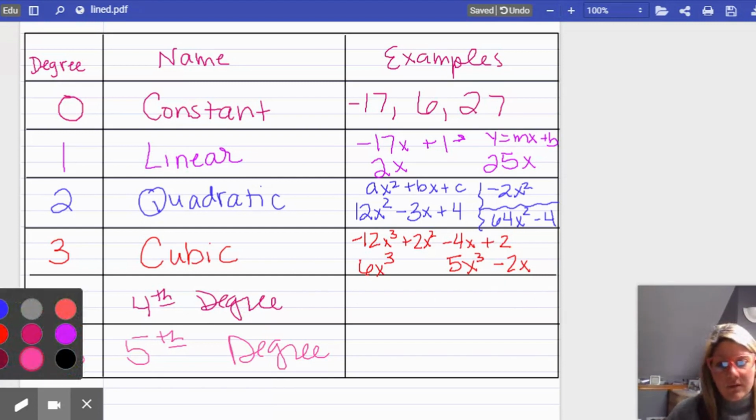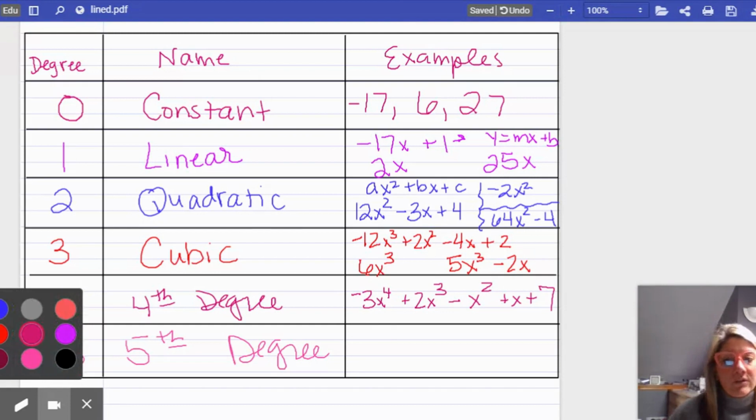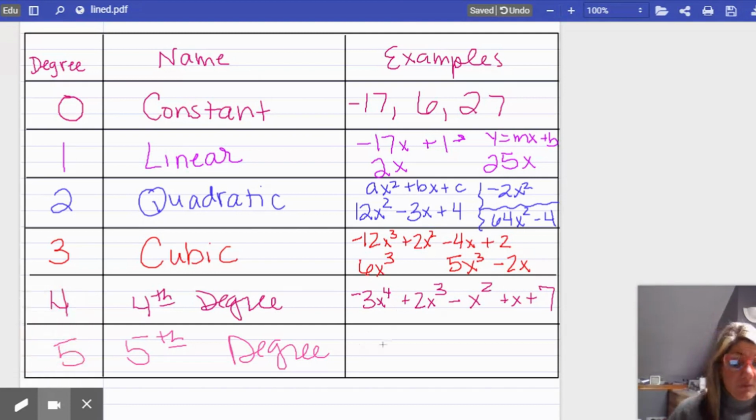In a 4th degree polynomial, the largest exponent is a 4 when you write it in order from biggest exponent to smallest exponent. So you might have negative 3x to the 4th plus 2x cubed minus x squared plus x plus 7. So 4 is my largest exponent. As long as 4 is the largest exponent, it will be a 4th degree polynomial.